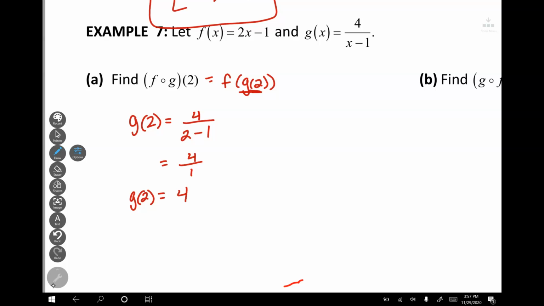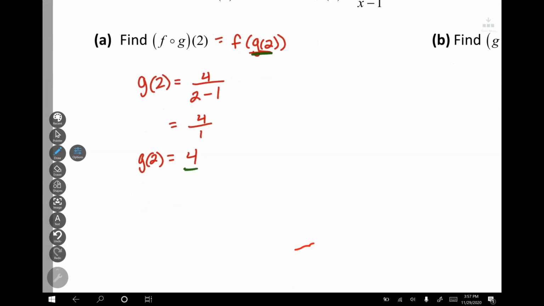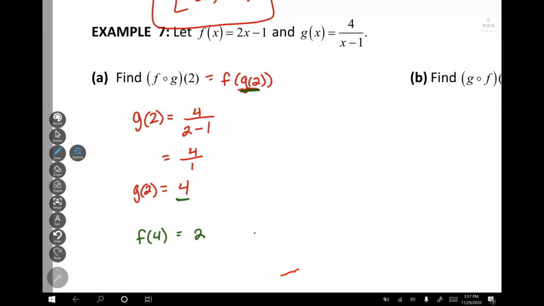So I can now replace this g of 2 with the number 4. So that's f of 4. My function f is 2x minus 1, so 2 times 4, minus 1. So that's 8 minus 1 is 7. And that's how that works.